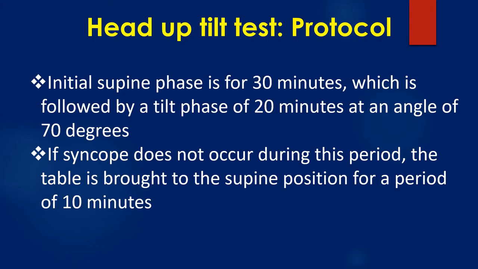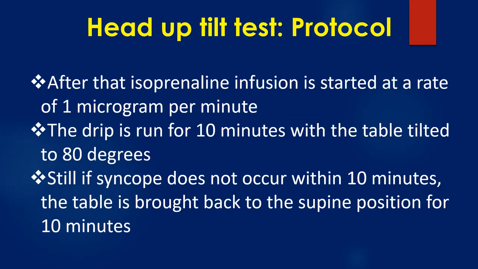Initial supine phase is for 30 minutes, which is followed by a tilt phase of 20 minutes at an angle of 70 degrees. If syncope does not occur during this period, the table is brought to the supine position for a period of 10 minutes. After that, isoprenalin infusion is started at a rate of 1 microgram per minute. The drip is run for 10 minutes with the table tilted at 80 degrees.